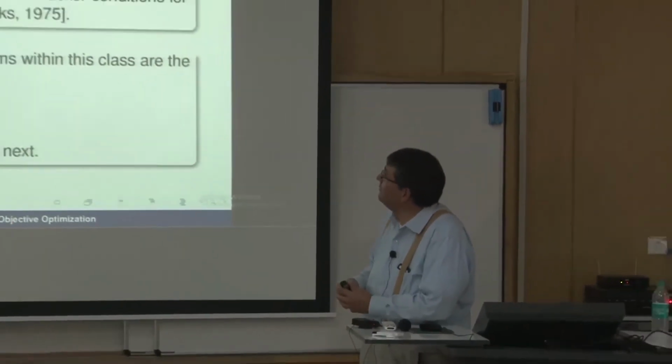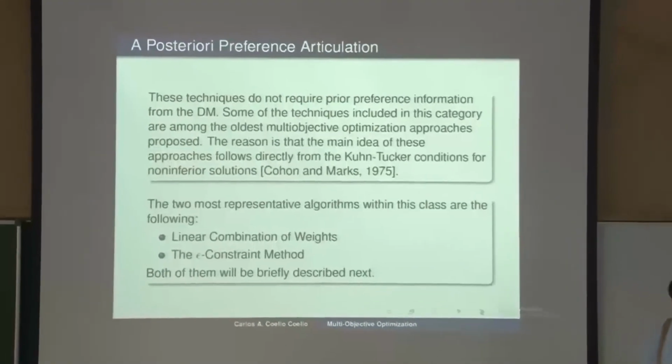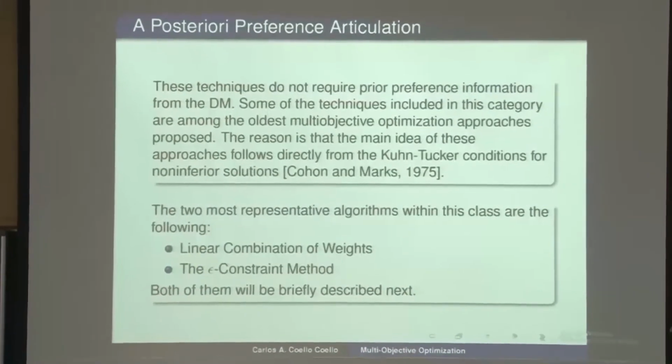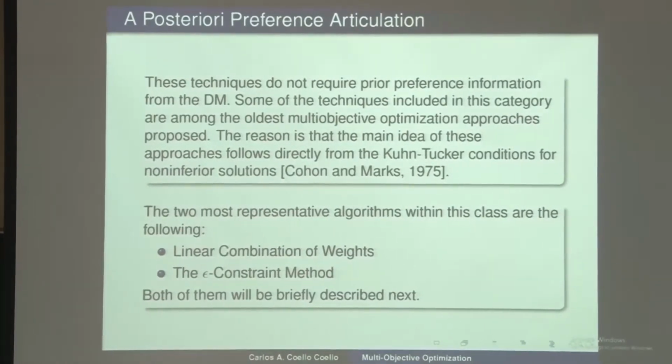Okay, so we are going to continue now with the posteriori preference articulation. And these are very important methods. We're going to see only two, but these two are really very popular. At least the first is very popular, the linear combination of weights.